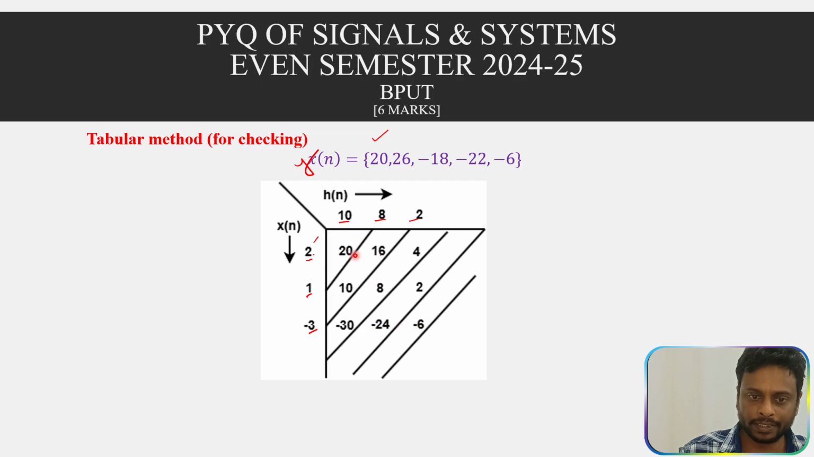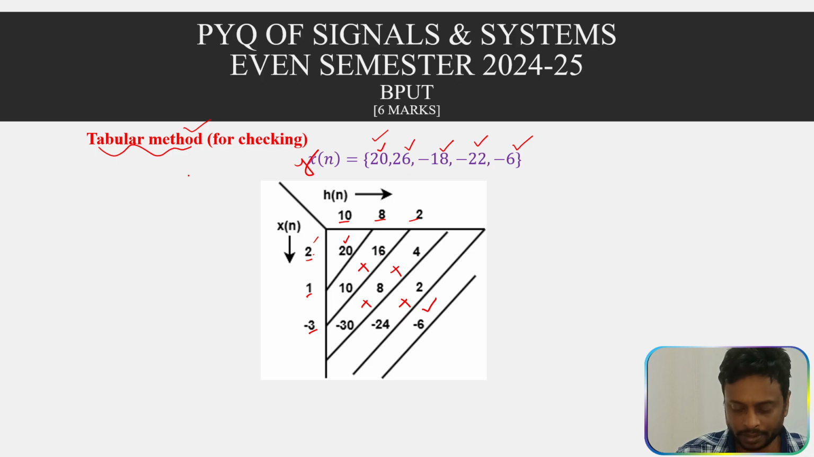So let us add this diagonally. So you can see 20 is there, so it is 20. Similarly, 10 plus 16, that will be 26. Similarly, this will be added. So that will be 12 minus 30, that will be minus 18. So this is our minus 22, that will be minus 6. Okay. So our answer is correct. We can check by using the tabular method. Okay. So this is the first 6 mark question. Let us check another one.